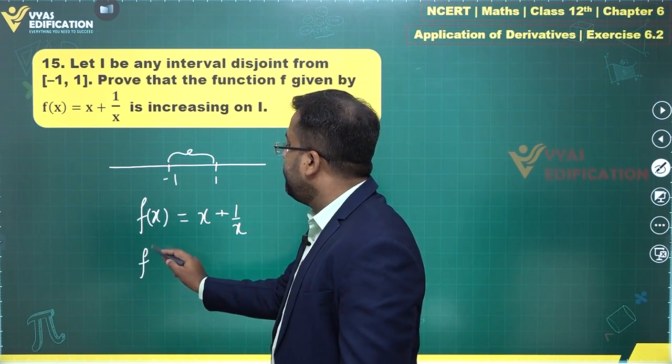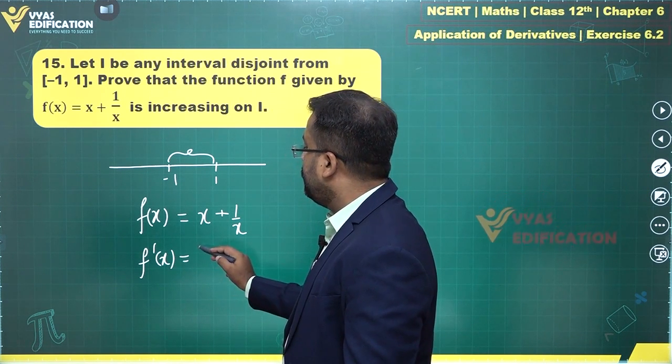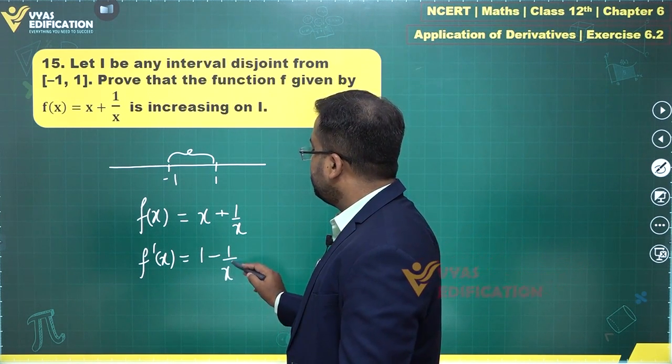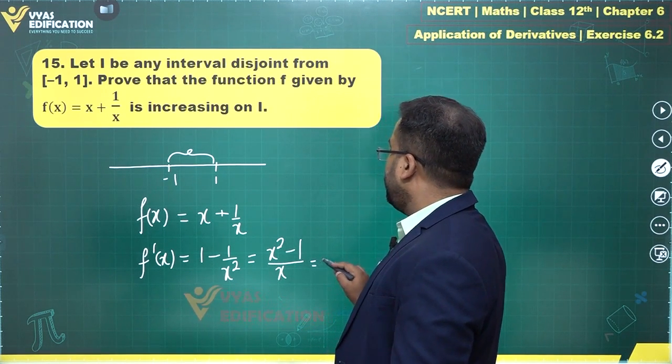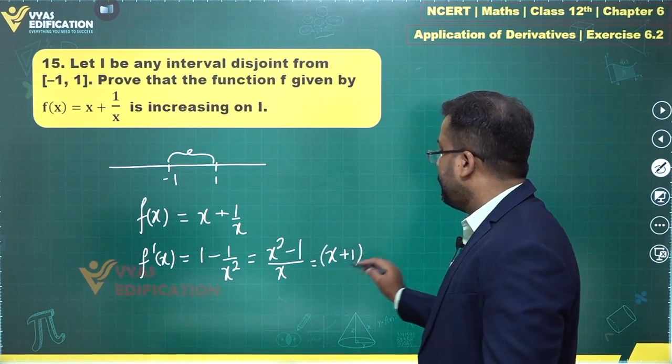So what about f prime x? F prime x will be equal to 1 minus 1 upon x square, which is simply equal to x square minus 1 upon x square. And for analyzing the sign scheme, let's factorize the numerator.